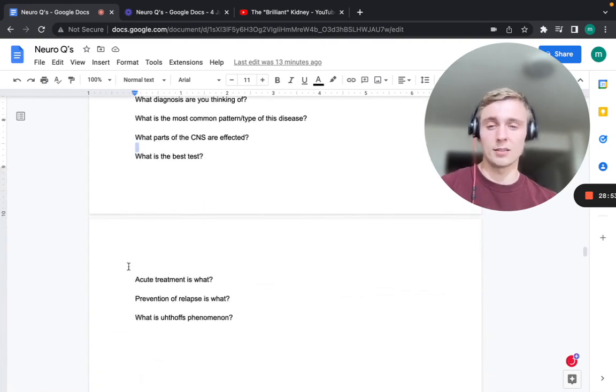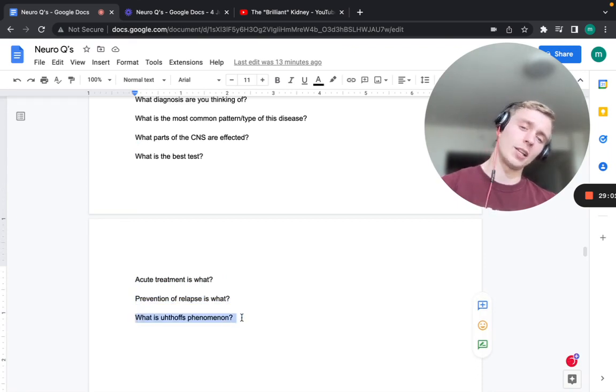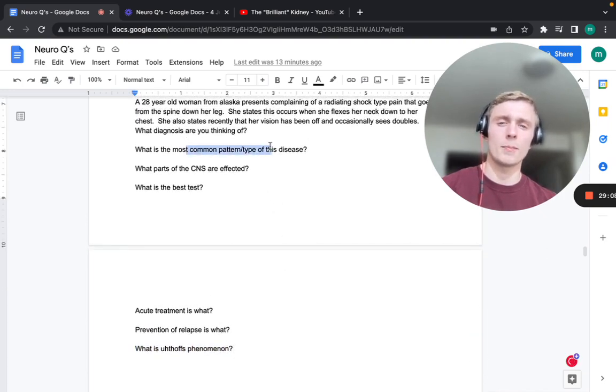Furthermore, for this condition, acute treatment is what? Prevention of relapse is what? And what is Uthoff's phenomenon? If you know what that is, you know all these. So a few questions just to go through it again. What is the most common pattern? What part of the CNS is affected? What is the best test initially? Acute treatment is what? Prevention is what? And what is Uthoff's phenomenon?